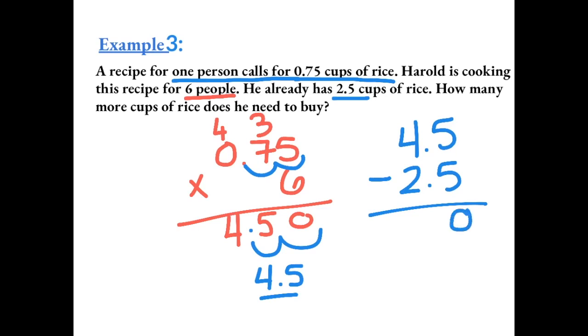5 minus 5 gives us 0. 4 minus 2 gives us 2. Now remember, when you're adding or subtracting decimals, you do have to line up the decimal. So he needs 2 more cups of rice.